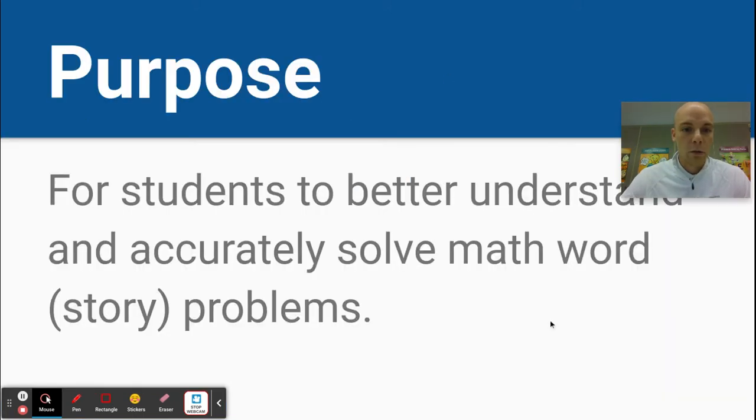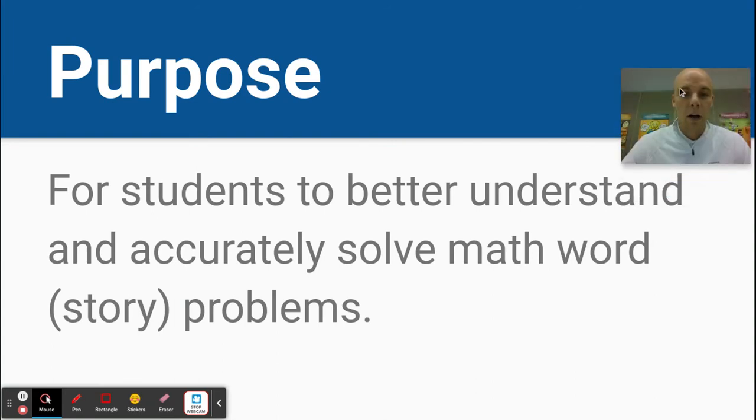So let's kind of get into it. The purpose of it is for students to better understand and accurately solve math word story problems when we encounter them in our Math Expressions book. So we want them to better understand and accurately solve them.